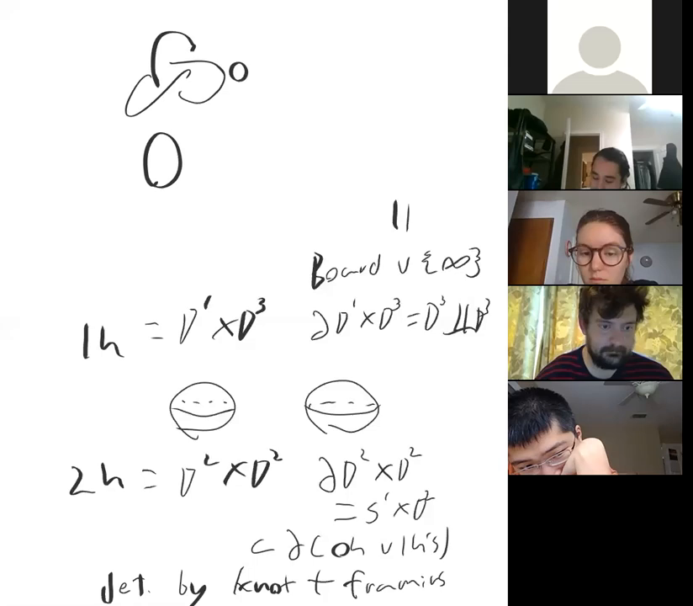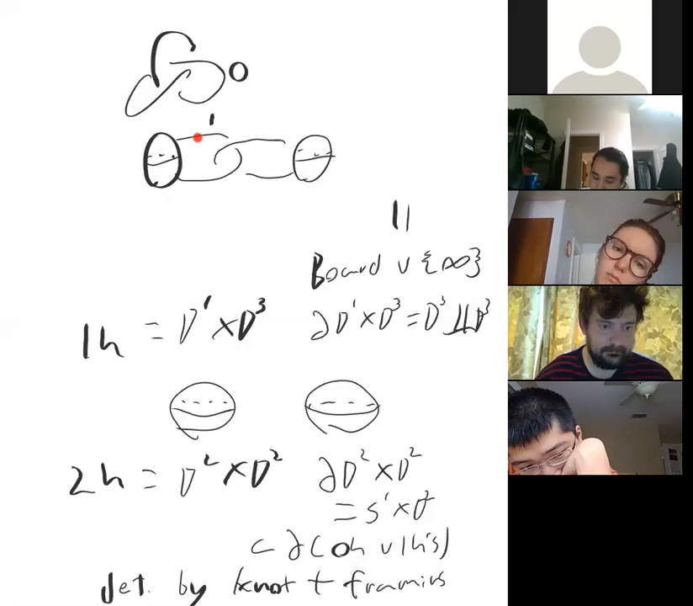So you take, let's say, one handle and also attach a two handle onto that, which goes over the one handle. So this goes through the one handle and comes out the other side here. Let's see. Any questions on this, on the handles? Okay.